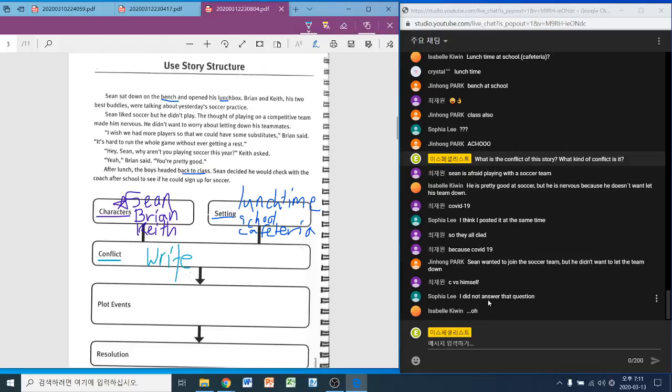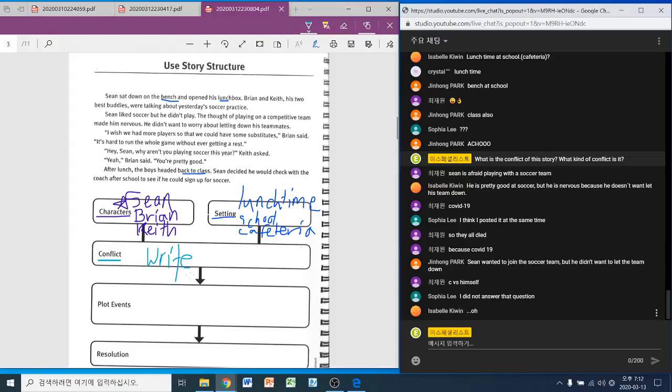Sophia says, I did not answer that question. So the conflict of the story is that Sophia did not answer the question. Sean sits on the bench, opens his lunchbox, asks Sophia a question, and Sophia does not answer. So Sean is sad because he thinks Sophia is ignoring his question. Is that the conflict of the story? I don't think so. What is the conflict of the story?